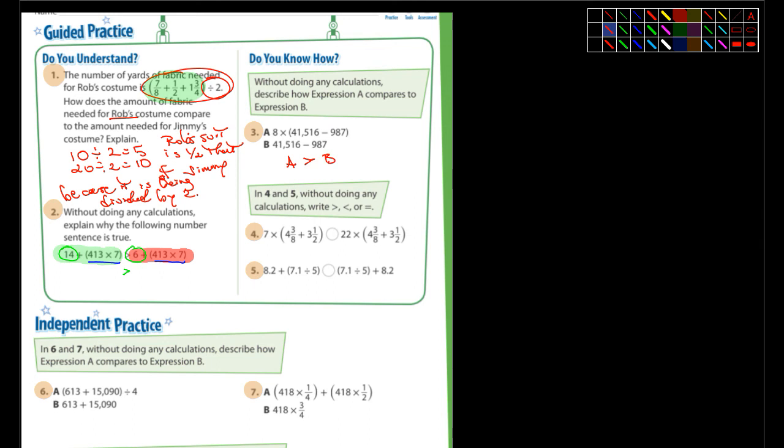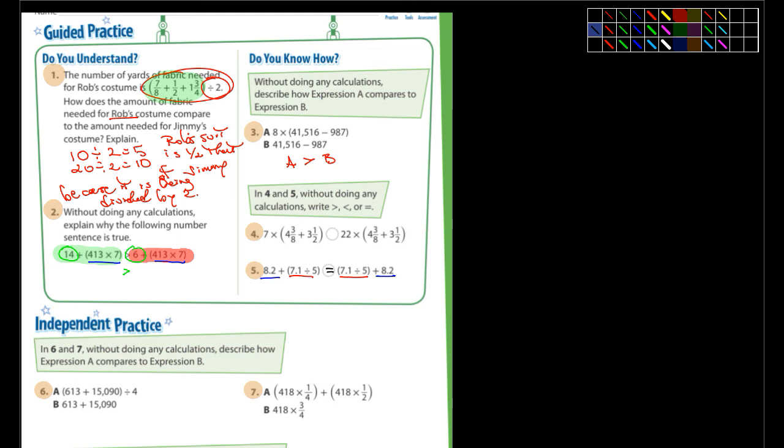For 4 and 5, you're having to do the same thing here. Look at number 5. It says 8.2 plus, and then in parentheses, 7.1 divided by 5. And then over here it has 7.1 divided by 5, so that's the same thing, and then plus 8.2. How do they compare? Well, the order has changed. The operations are the same. They're going to be equal. Not going to be any difference.